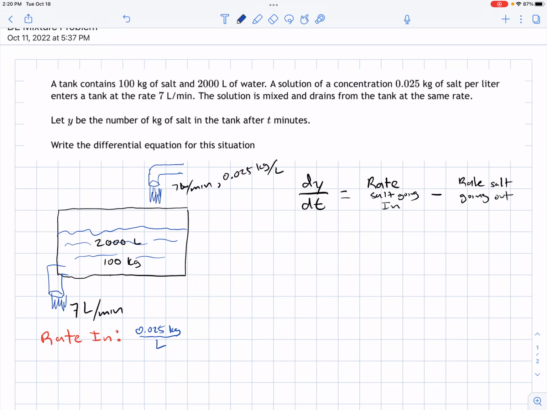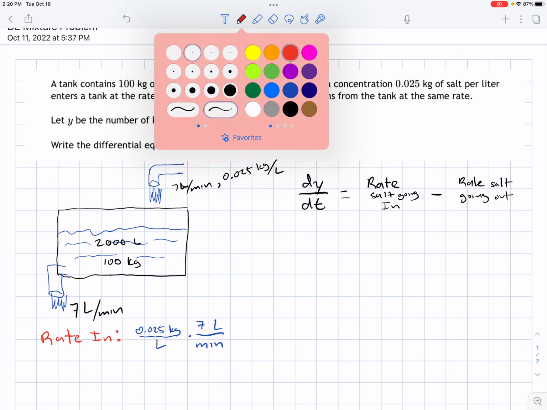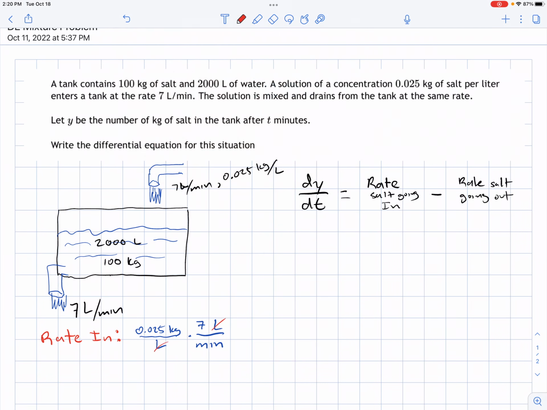So to fix that, we just need to convert this, and we know it's entering at 7 liters per minute. What's nice about that is the liters will cancel out, and we are left with our kilograms per minute like we want. And that's it, right? So that's actually the rate going in. We can write that, but I am going to do the rate out next.